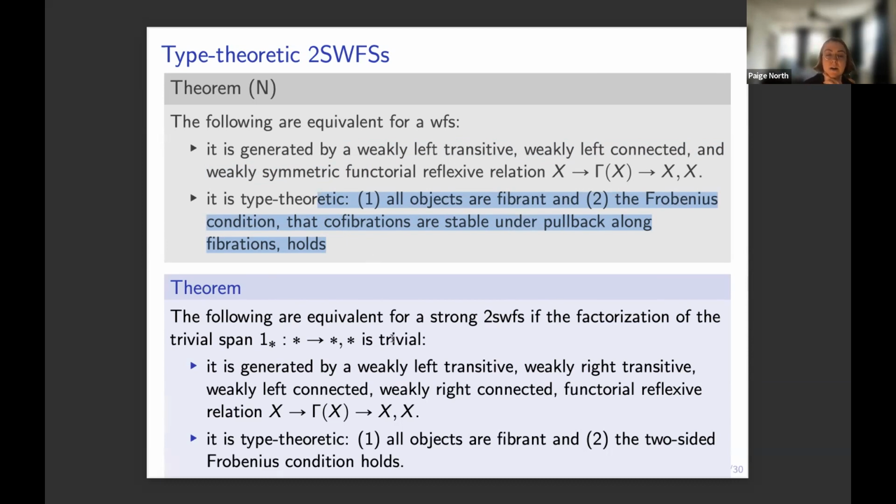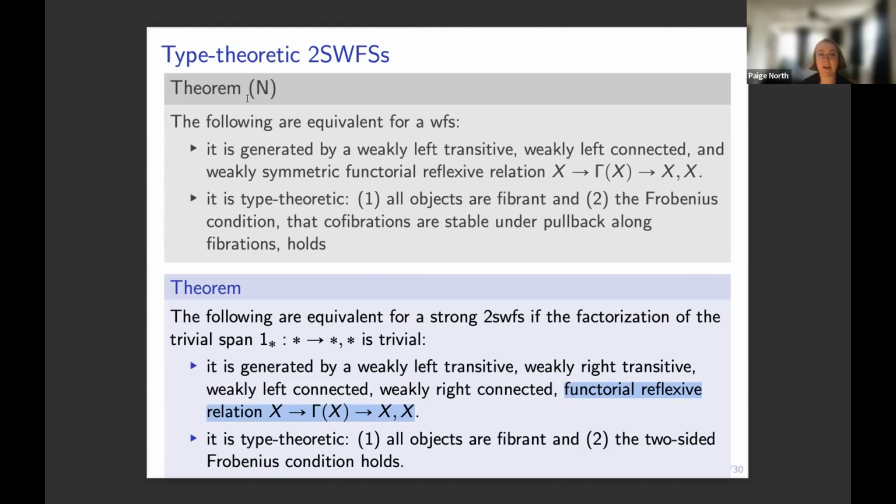Okay, so we have a similar result for strong two-sided weak factorization systems. We need a kind of unfortunate hypothesis that the factorization of the trivial span is trivial. Hopefully we can improve that. But that, for example, holds in our favorite example. If we have a functorial reflexive relation, that's just the same data as up there, but now that is weakly left transitive, weakly right transitive.